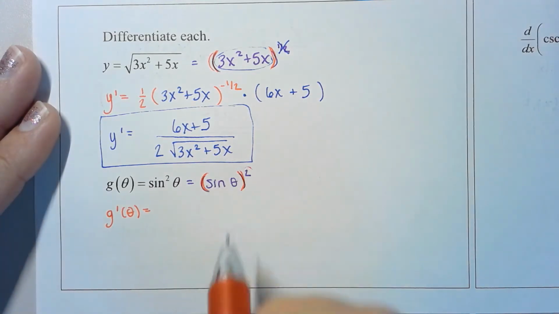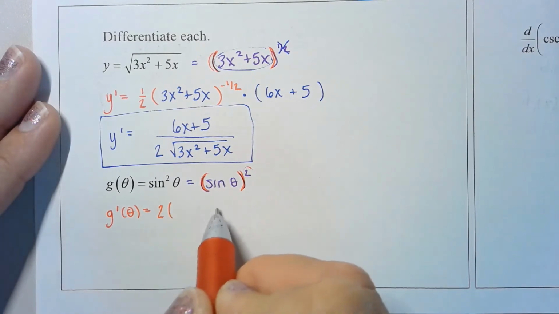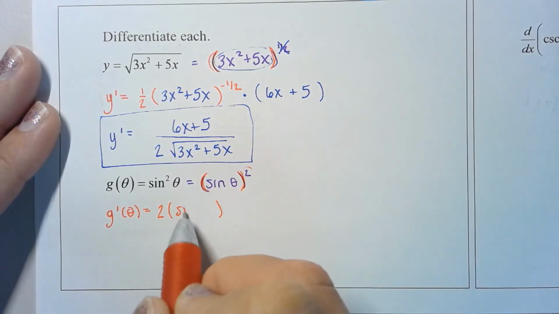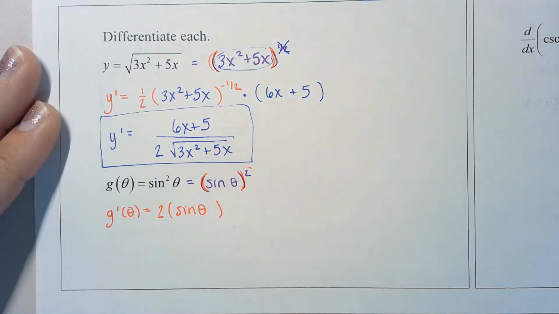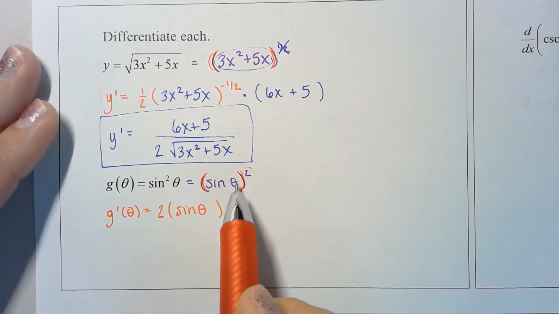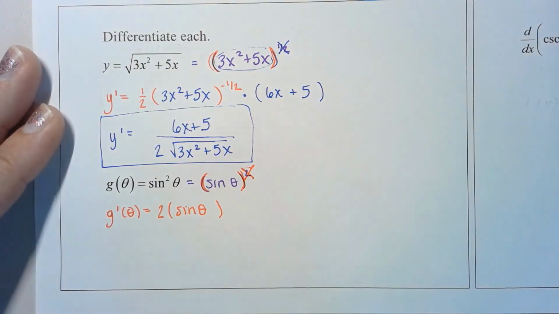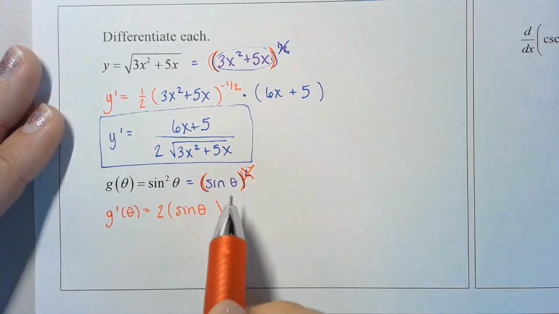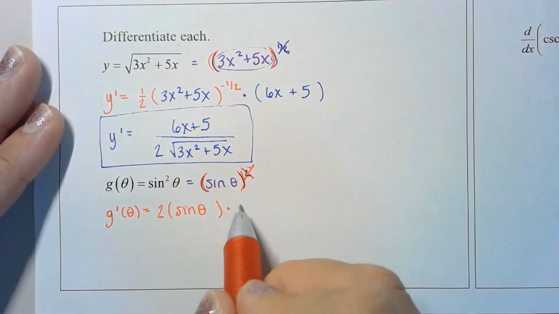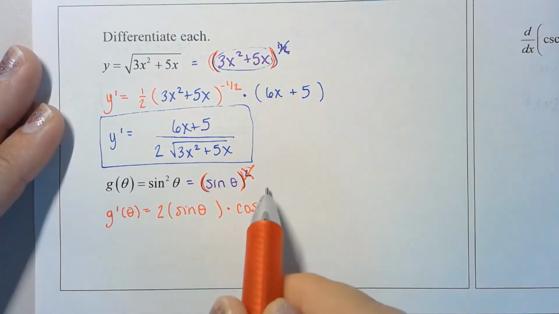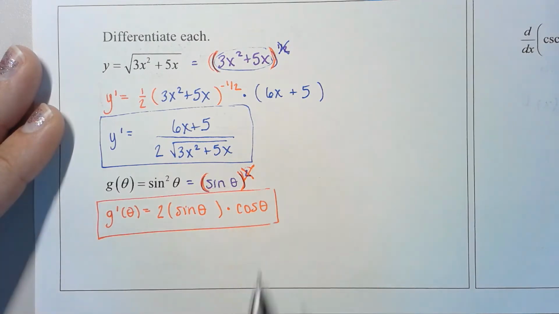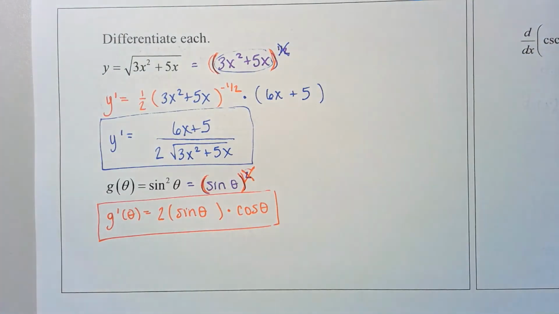Again, the outside is that power, so I bring that 2 down in front, subtract 1 from the exponent, it gives me a 1, I didn't write that down, and I left the inside alone. And then I'm going to multiply by the derivative of sine theta, which is cosine theta. And honestly, there's not much to simplify there. I don't need the parentheses. So I could just write 2 sine theta cosine theta, but it doesn't really change anything. Good.